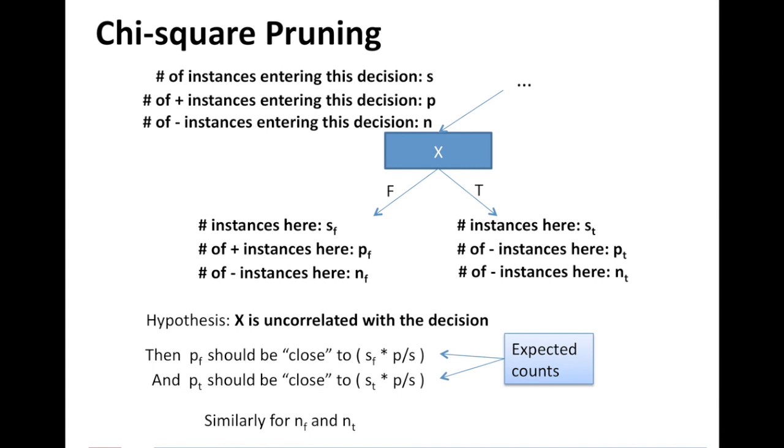So you calculate the ratios for PF, PT, NF, and NT, and if they are similar to the original ratio that existed before the split, then the split did not really do much, and that split can be disregarded. So that's how you can identify nodes which are not doing great splits, which are not really changing the ratio of the positive instances and negative instances after the split. So that is how you can identify these nodes to remove.